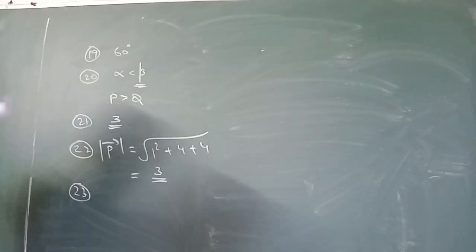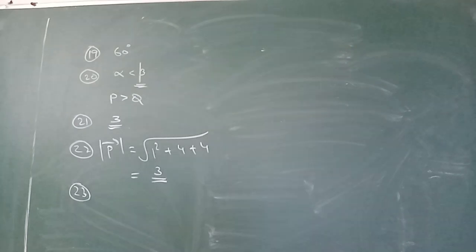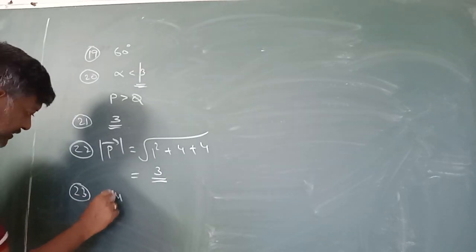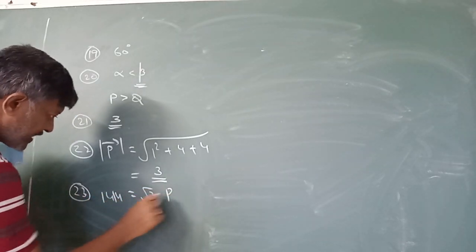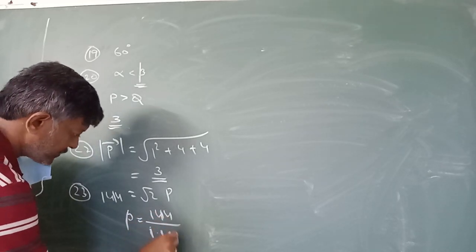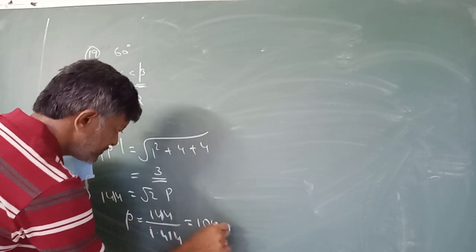23. 2 equal forces act at a point perpendicular to each other. If the resultant is 1414, the magnitude of each force: resultant 1414 is equal to root 2 times P. P is equal to 1414 by 1.414, that is equal to 1000 Newtons.